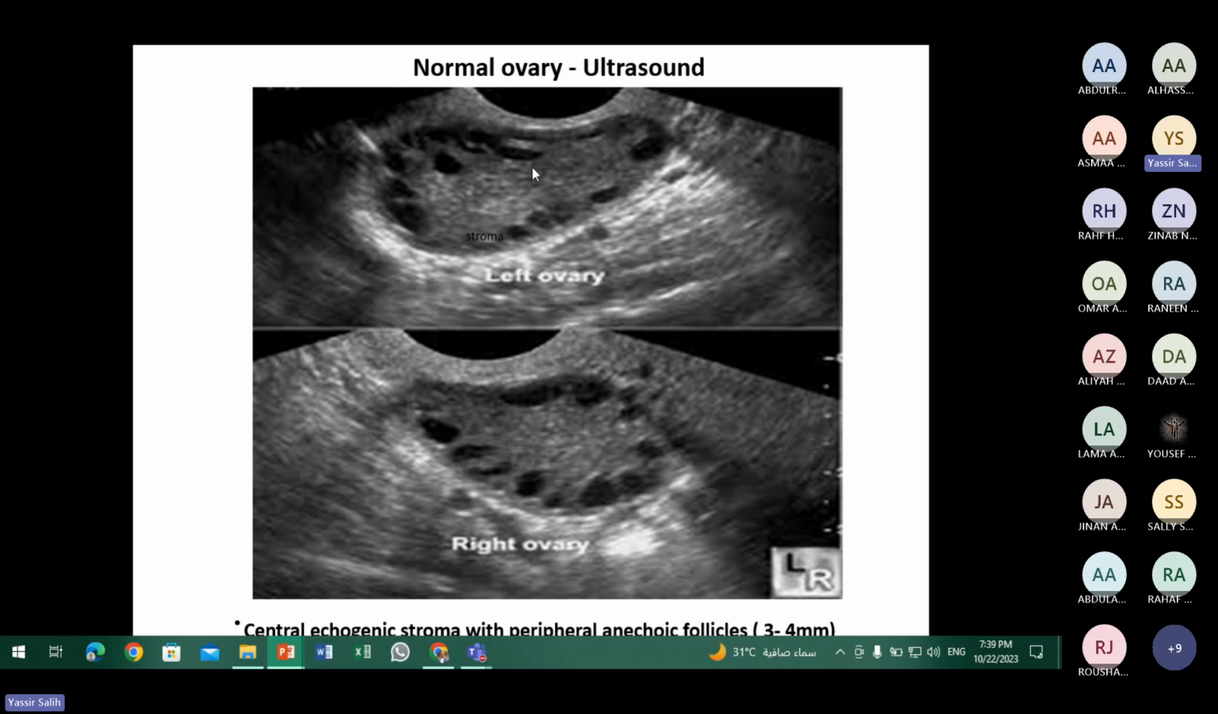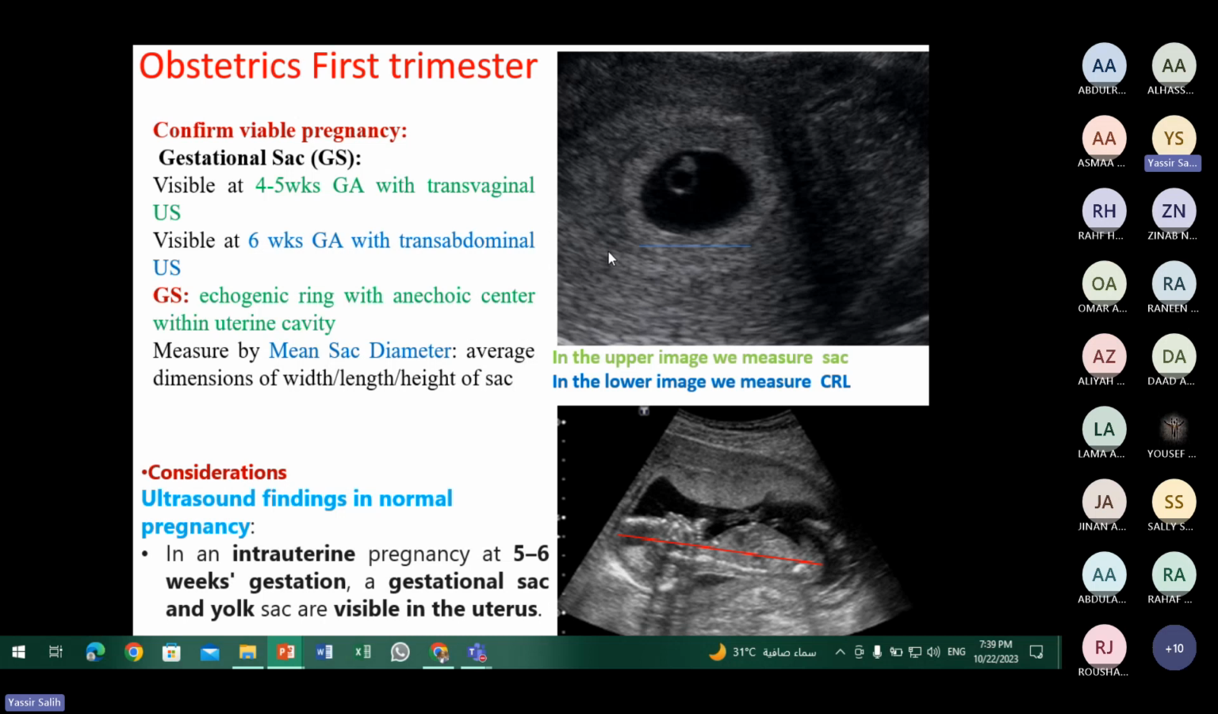Look at this normal appearance to compare it with the abnormal appearance of the ovary. This is the left ovary and this is the right ovary by transvaginal ultrasound.